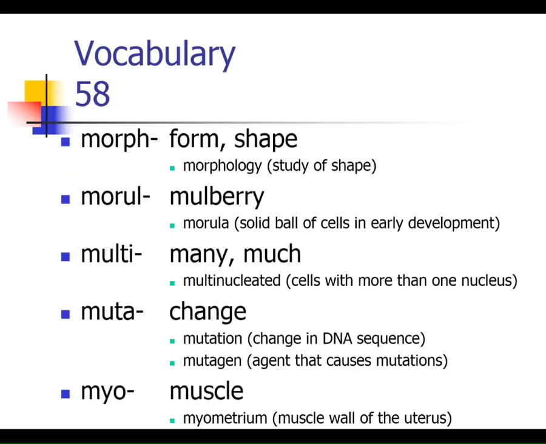Multi, many or much, multinucleated cells with more than one nucleus. There are two cells that we've discussed so far in this class that are multinucleated. What are they? Two cells that are multinucleated have more than one nucleus. Skeletal muscle, remember? Long skinny muscle cell that has multiple nuclei. The other one, cells that eat up bone, osteoclasts. Remember, they were described as being multinucleated, phagocytic, hydrochloric acid secreting. Mutation is a change in your DNA. And finally, myo, referring to muscle.